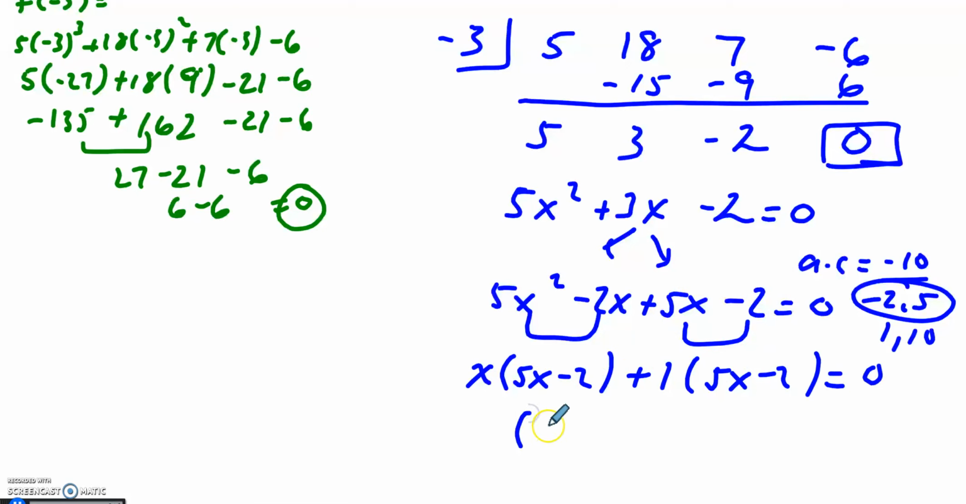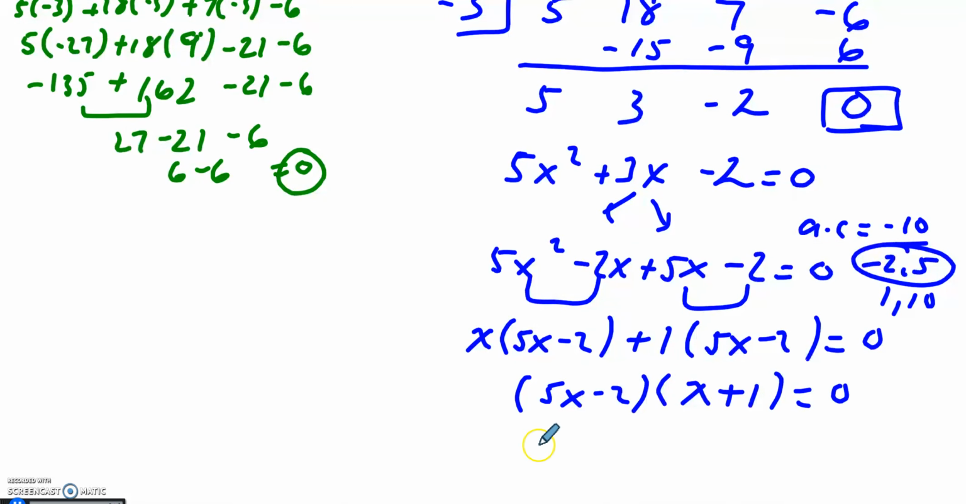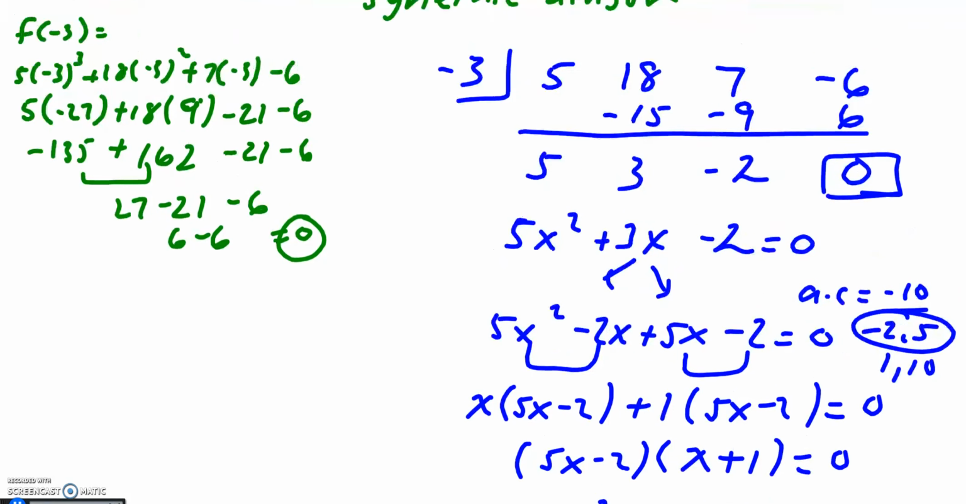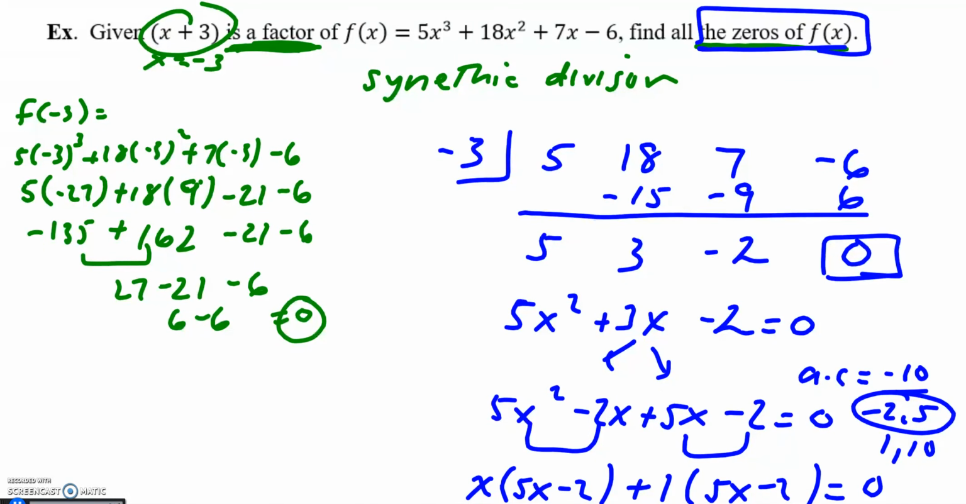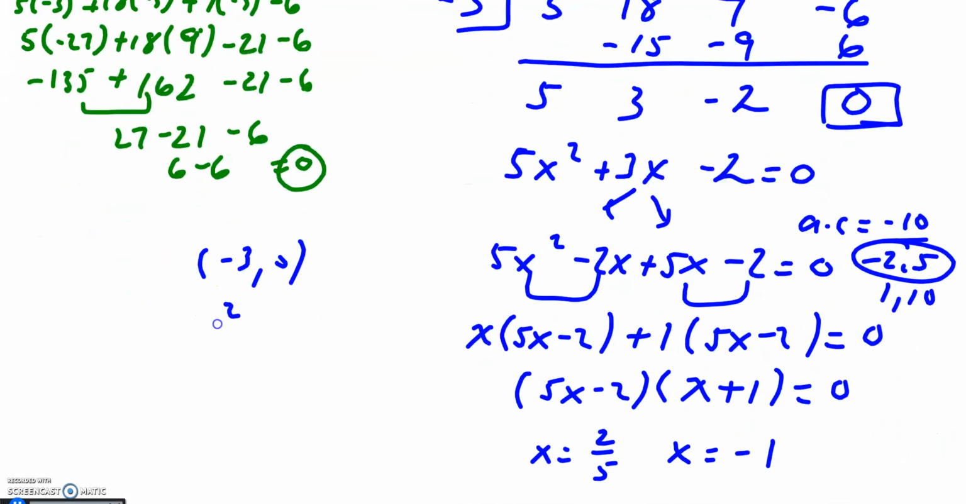So this would factor to be 5x minus 2 is one parenthesis, and what's left over, x plus 1, as the other parenthesis. So if I set these both equal to 0, my answers or roots would be 2/5 and negative 1, which means the answer to my question, all the zeros, if I write them as points, would be negative 3, 0, 2/5, comma 0, and negative 1, comma 0.